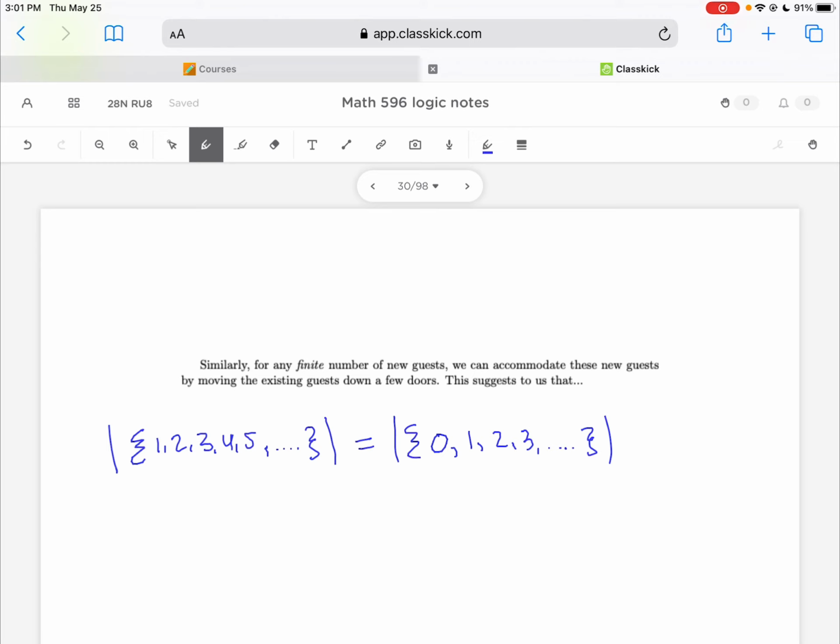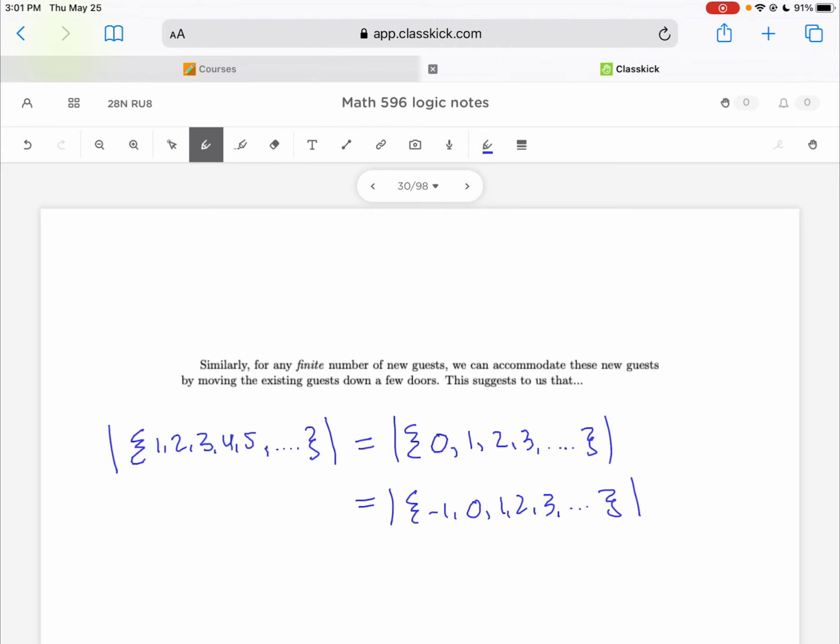And similarly, if we had 2 new guests, we could accommodate those as well. So this is equal to the cardinality of -1, 0, 1, 2, 3, and so on. We can fit them all into the same infinite hallway, so there should be kind of the same number of guests in the cardinality sense. Now, of course, we haven't really proved that super carefully. We'd want to use bijections for that, but we'll see an example of that in just a minute.